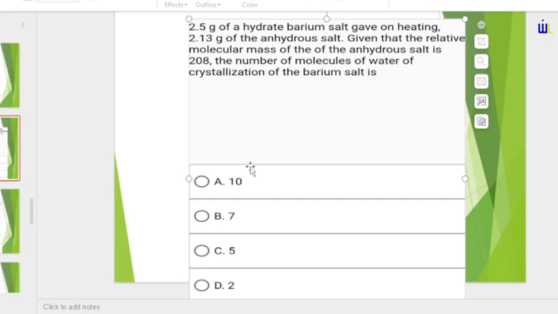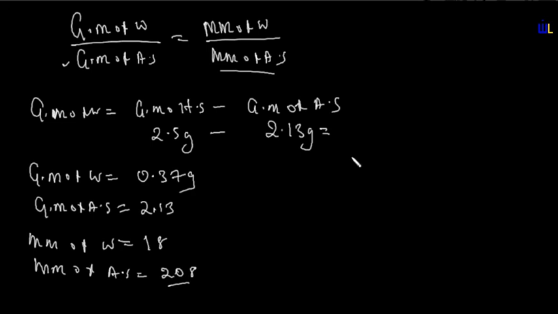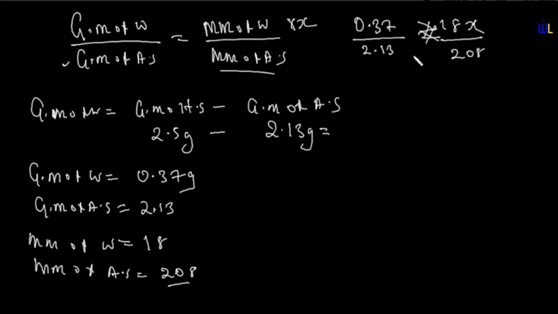So put this in the formula and let's get our answer. If we put it in this formula, this is going to be 0.37 divided by 2.13 equals 18x all over 208. Cross multiply, x is going to be equals what? 0.37 times 208 divided by 2.13 times 18. So what's it going to be?